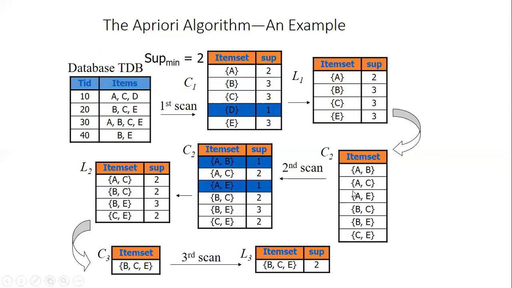So this is a simple example of how the Apriori algorithm works. What we have to focus on in this simple example, and why I have taken it, is to make you understand that in the Apriori algorithm there are two steps. First step is join.